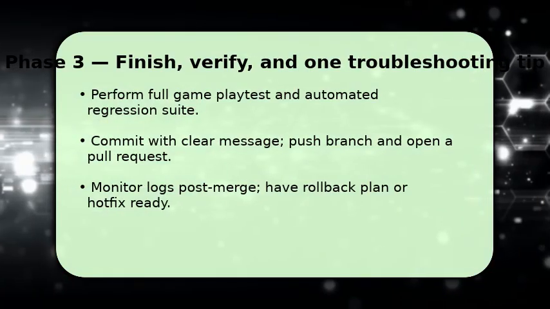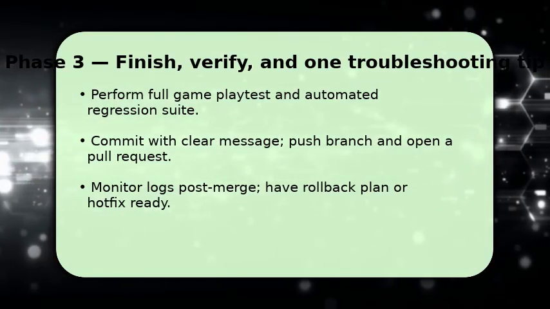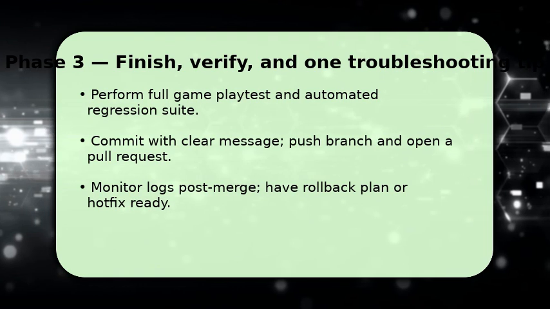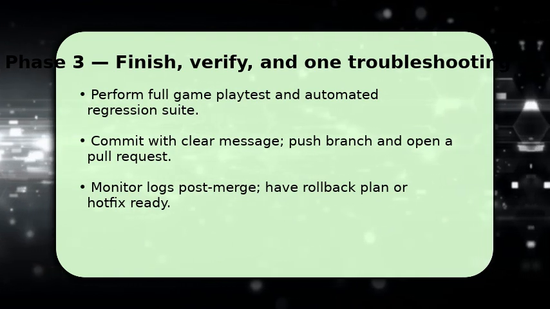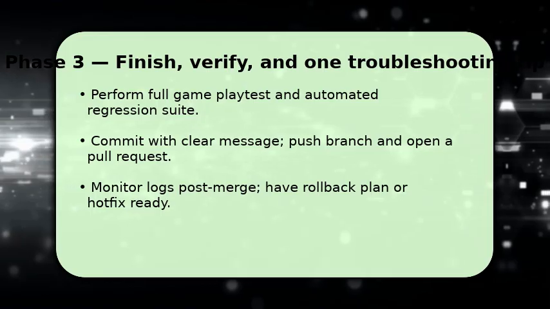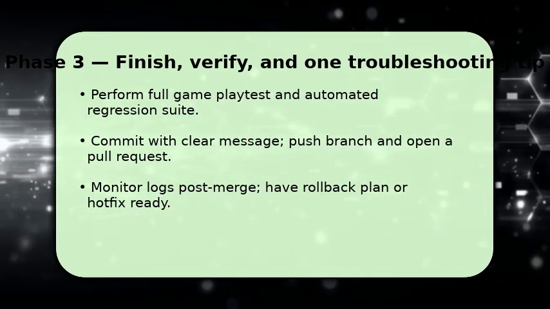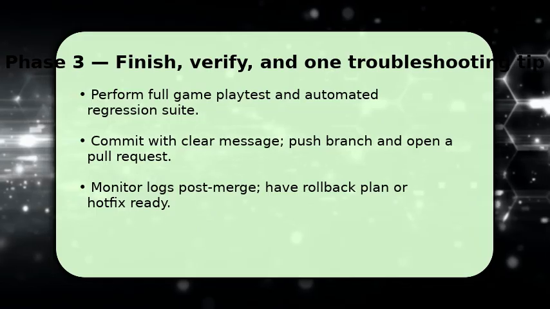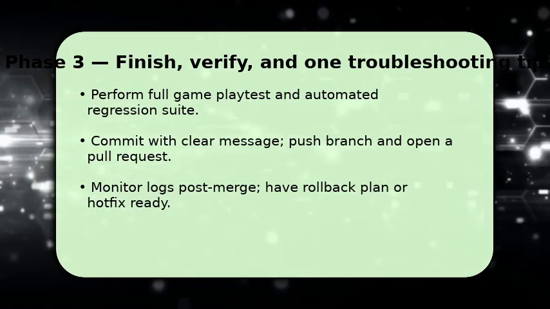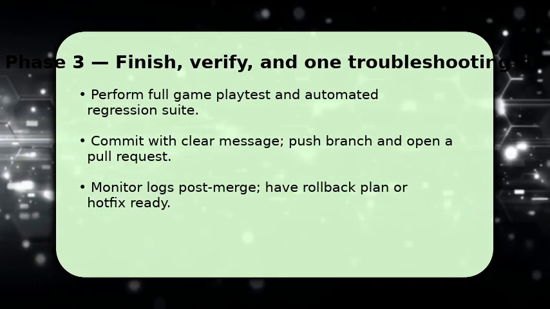You finish by validating changes through full playtesting and running the regression suite to catch edge cases. Once confident, commit with a clear message and push your branch, then open a pull request explaining the how and why. After merge, deploy to the staging environment and monitor logs and performance metrics closely.